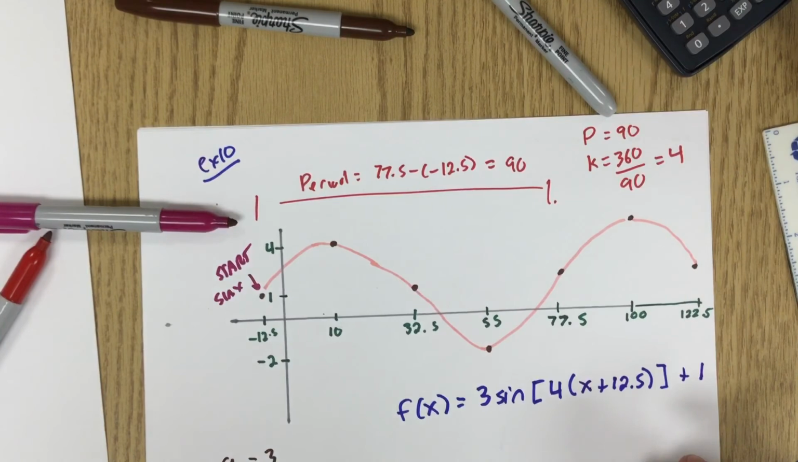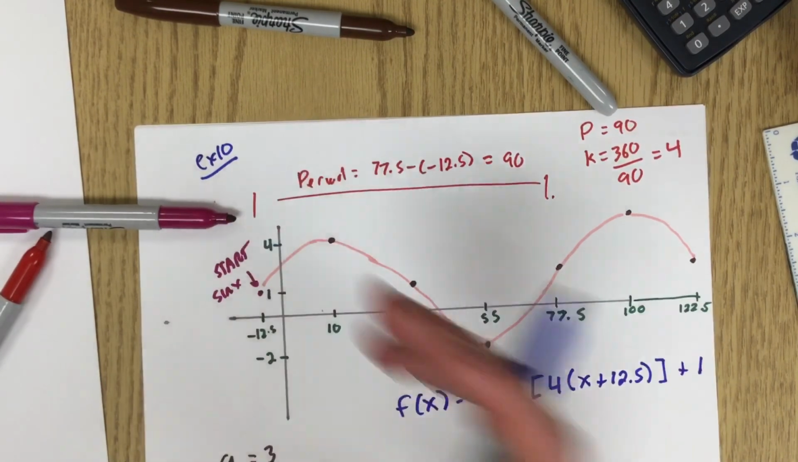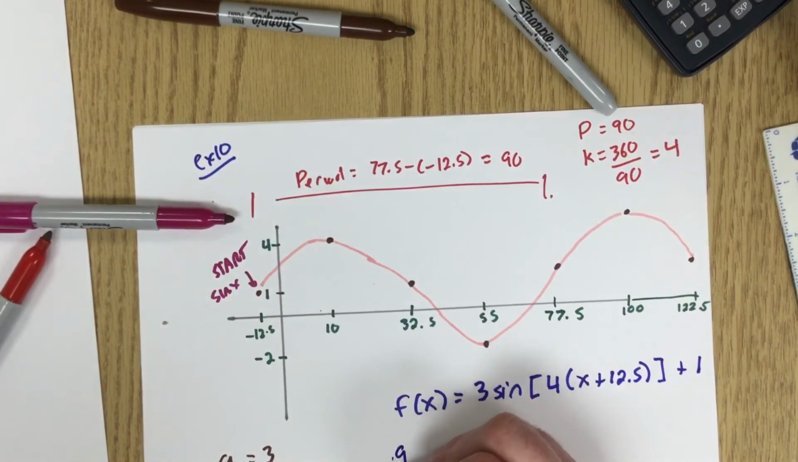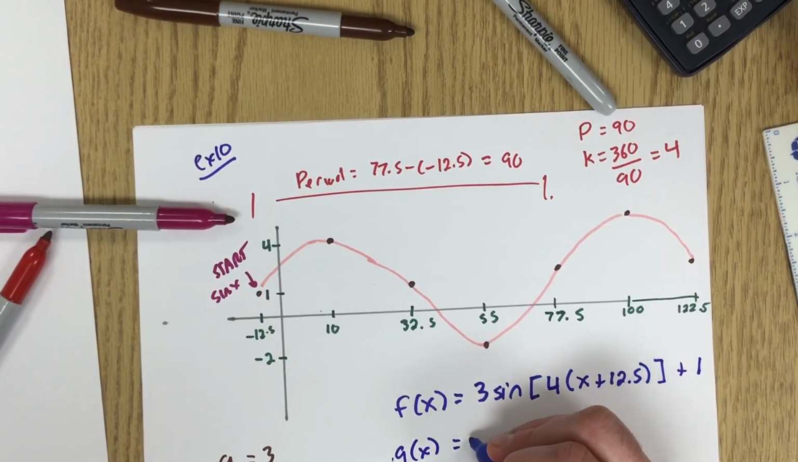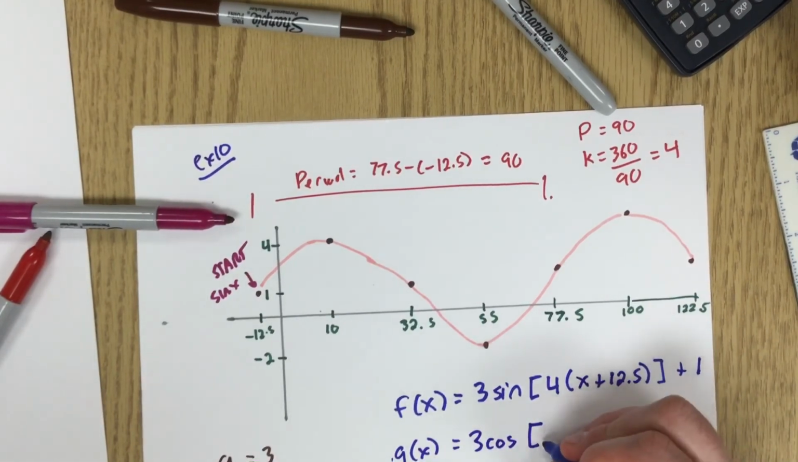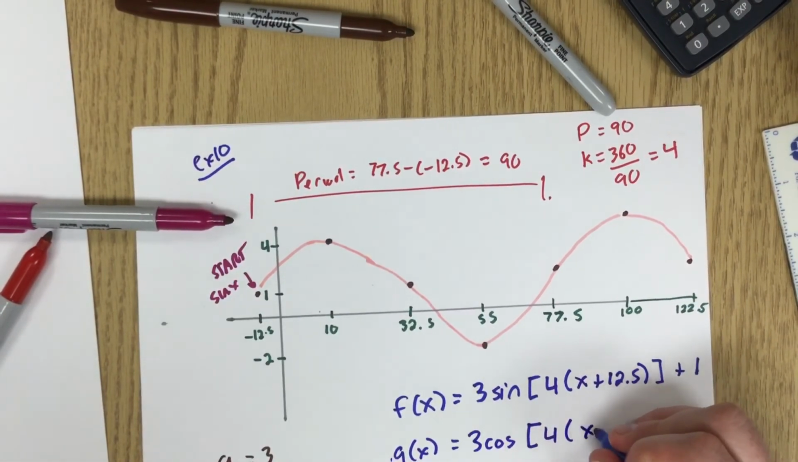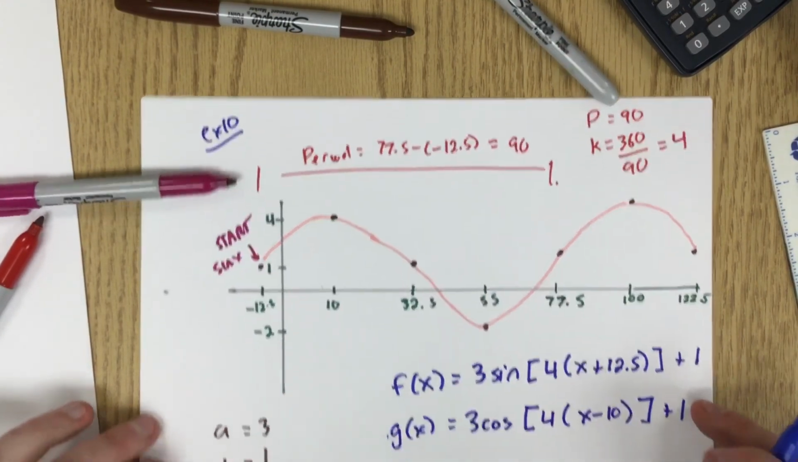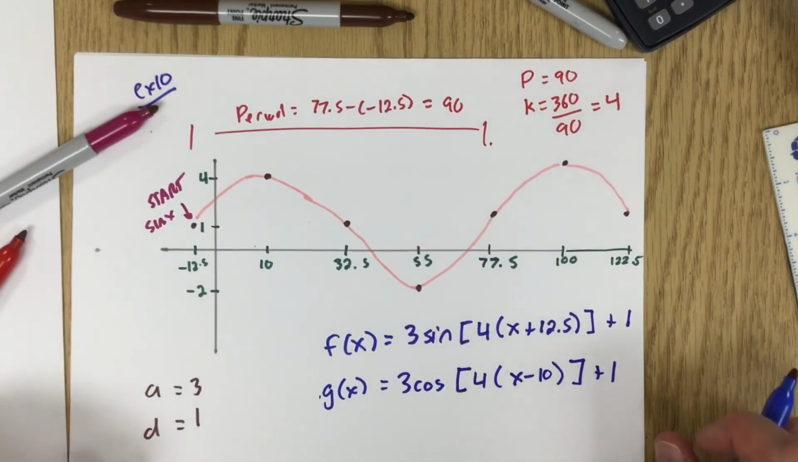And there you go. Or we could do that one over there. That would be a cos graph. g of x equals 3 cos 4, and that would be x minus 10, plus 1. And there you go.